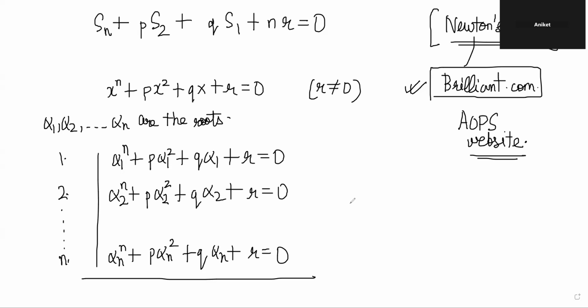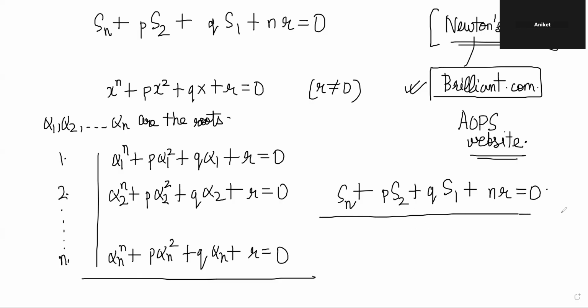So it will be Sn. If you add vertically, you can see this first term is Sn, and the last is Nr. The second term is Ps2, plus Qs1, plus Nr. So this is an identity. Now, this identity is true for all n.